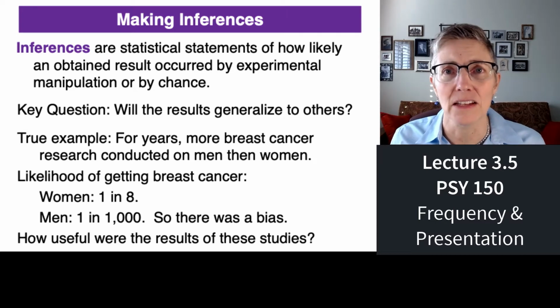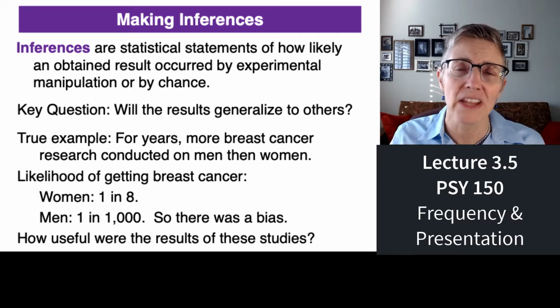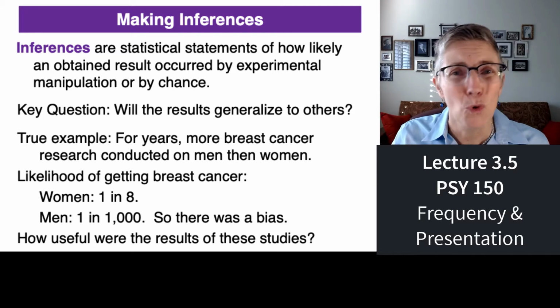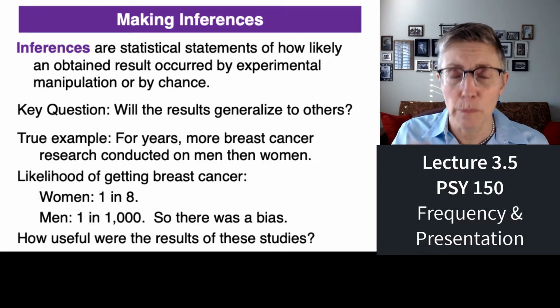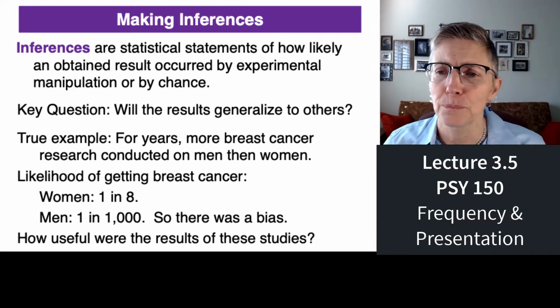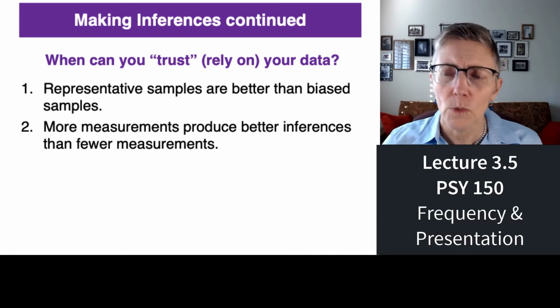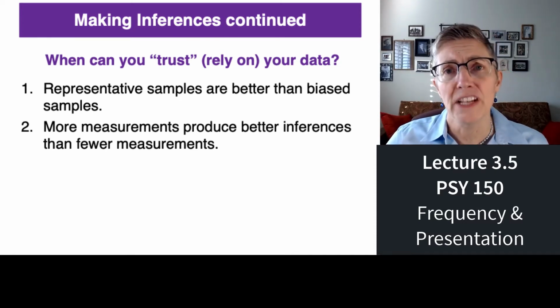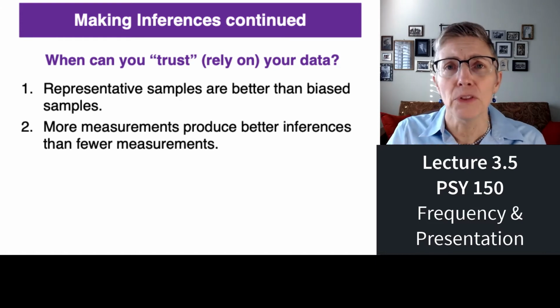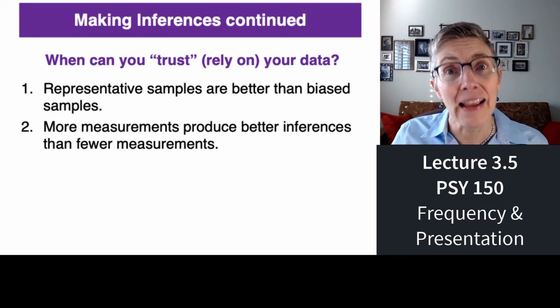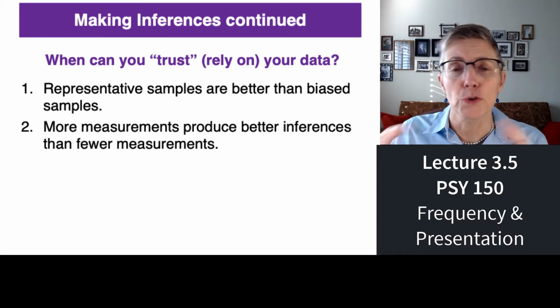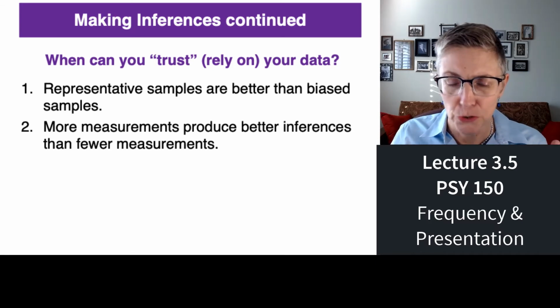So there's a bias here, right? The data collected from breast cancer studies in men weren't actually really helpful in coming up with treatments or expanding our understanding of breast cancer in women. So when can you trust your data? Well, you can have more faith in your data if the sample that you're studying, the people or the situation that you're studying, is representative, is a good example, is an unbiased example of the sorts of people that you want to make inferences about.